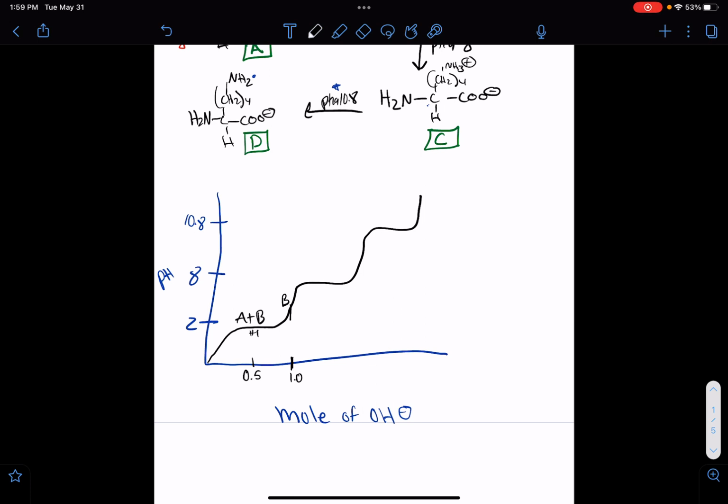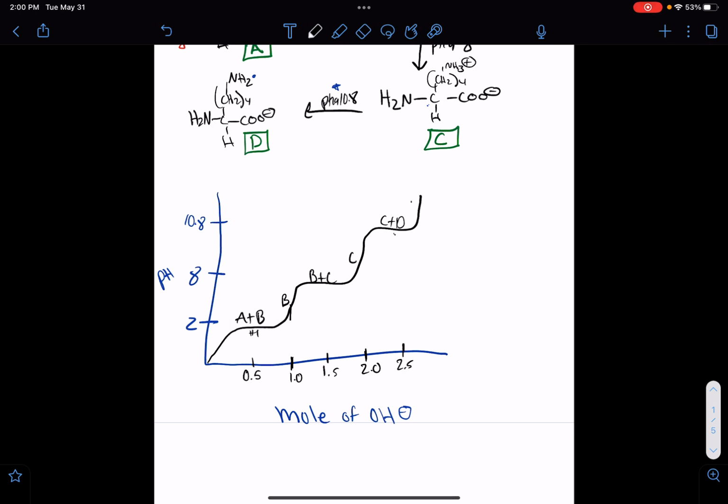Then we add 0.5 again, so we're going to be at 1.5. At this point, we're going to have B plus C, at a pH of 8. And we add 0.5 again, so we're going to be at 2.0 moles. We're only going to have C on this equivalence point right here. Then we keep on going, and it's going to kind of flatten out. It's a little exaggerated right here. But at this point, we're going to have C and D, 50-50 at a pH of 10.8, and then we're going to be at 2.5 moles.